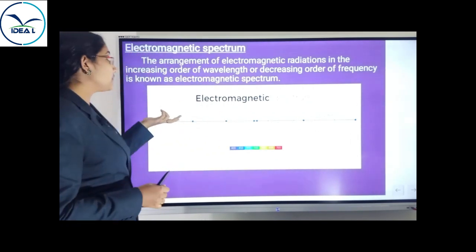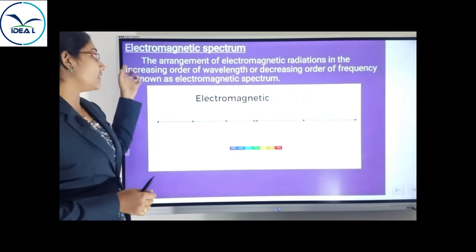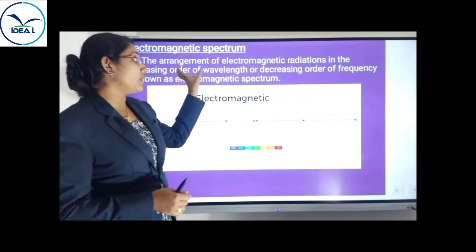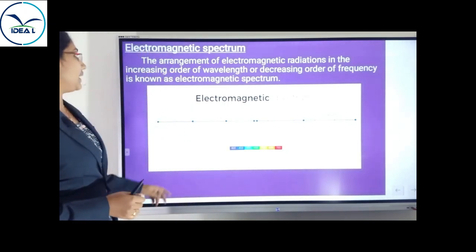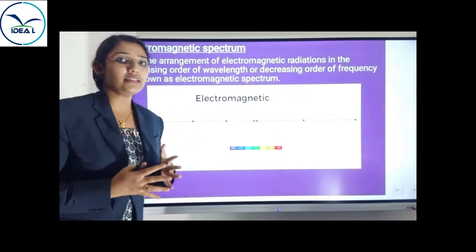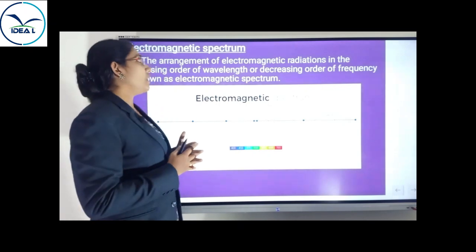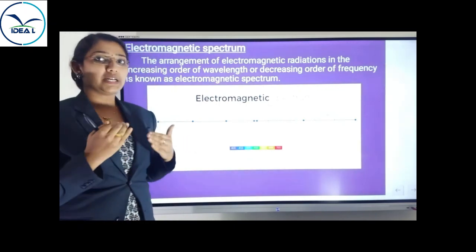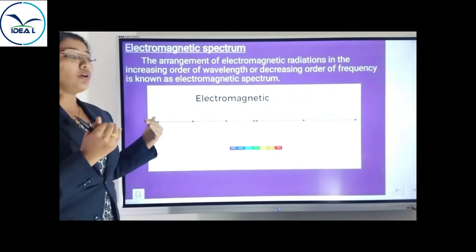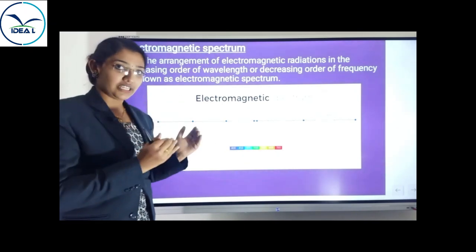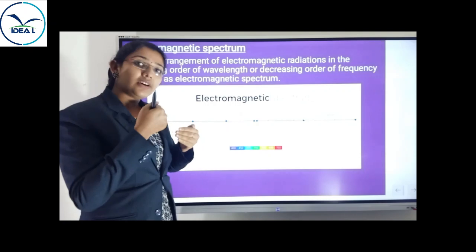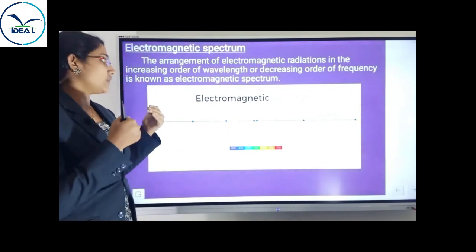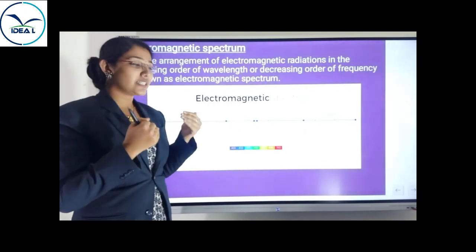Which order? Either in the increasing order of wavelength or decreasing order of frequency, which is known as electromagnetic spectrum. So in short, what is meant by electromagnetic spectrum? The arrangement of electromagnetic radiations in the order of increasing wavelength or decreasing frequency is known as electromagnetic spectrum.